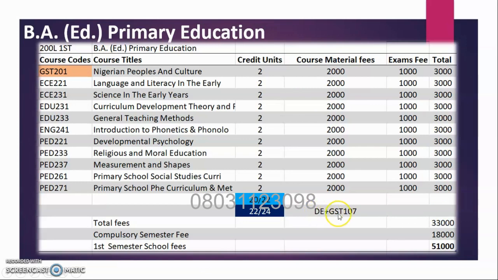Then if you came in through direct entry, that's what you see as DE, you must offer a course called GST 107. So while regular students will be taking 20 credit units from these courses, as a DE student you will be taking 22 due to the addition of this course, GST 107. So you sum this up, you'll be having 51,000 as your fee for 200 level first semester.